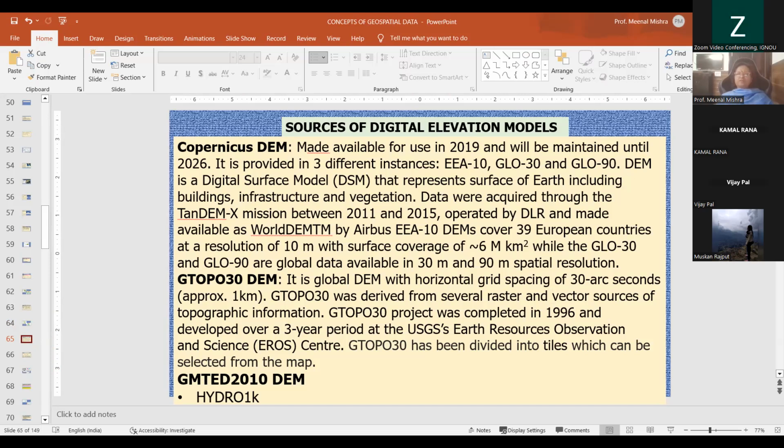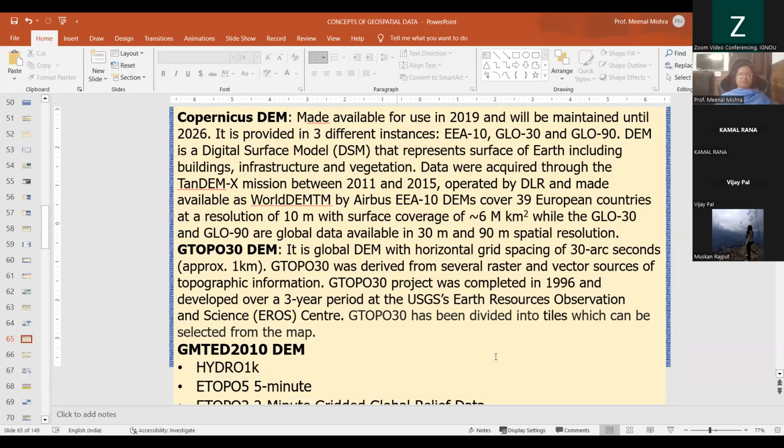This was made available for use in 2019, and it will be maintained till 2026, and it provides three different products at three different resolutions, as mentioned here: EEA10, GLO30, and GLO90. And then the GTOPO30 DEM, which is also known as a global DEM. And then there are other examples also which have been mentioned in your SLMs. I will not go into detail on them.